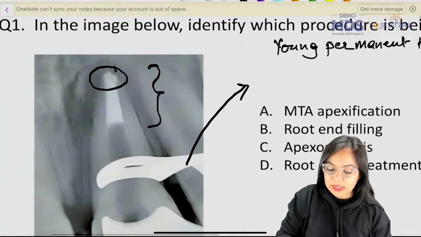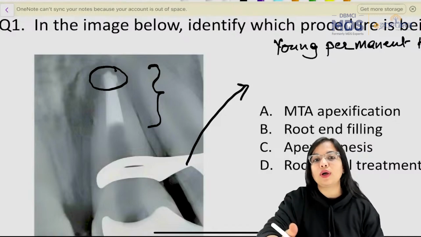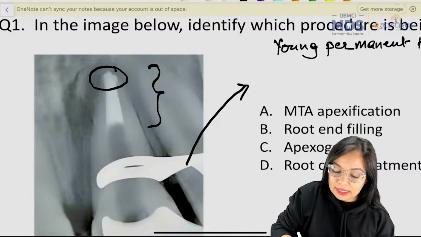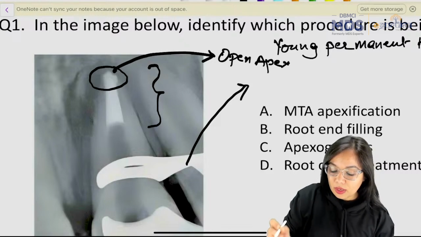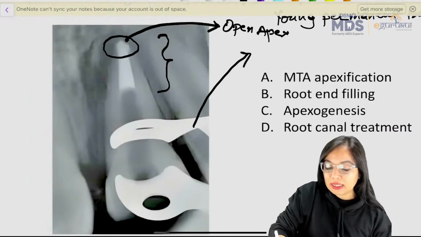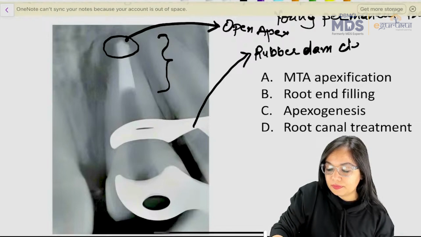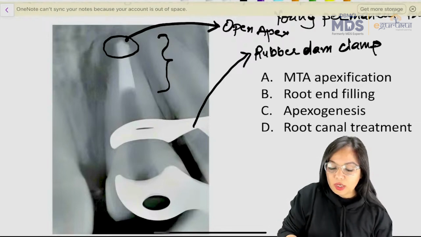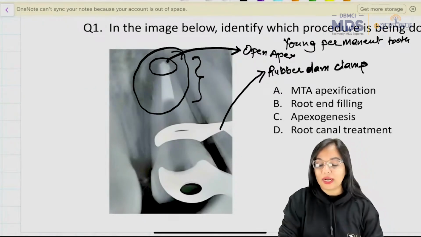Why? Because one, it is permanent because you cannot see an underlying tooth bud. Secondly, it has an open apex, an incompletely formed apex. Okay, this particular structure that you are seeing over here is nothing but a rubber dam clamp. Okay, so what exactly is this thing, this root end filling?